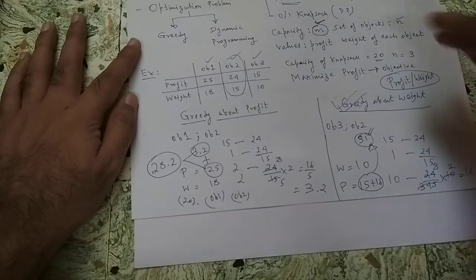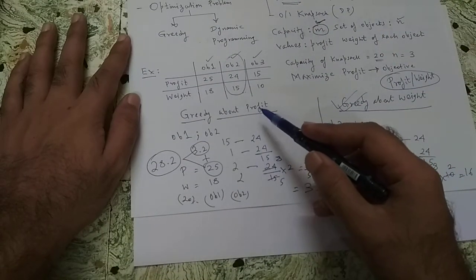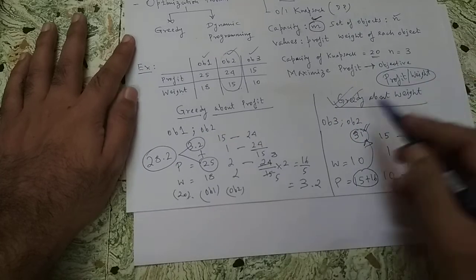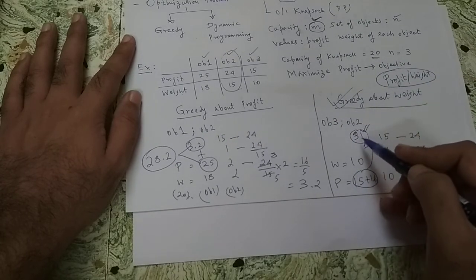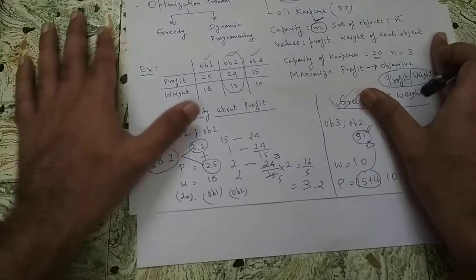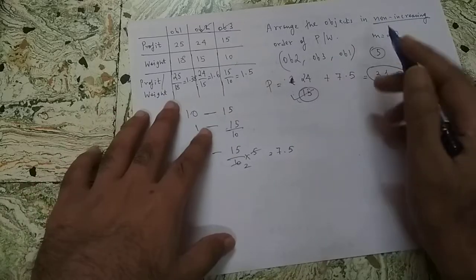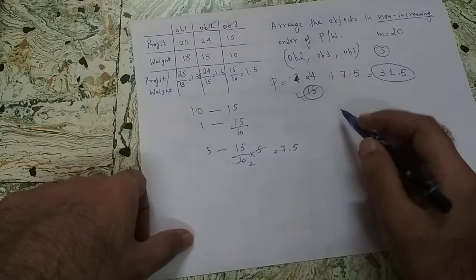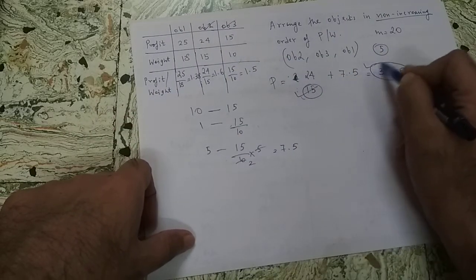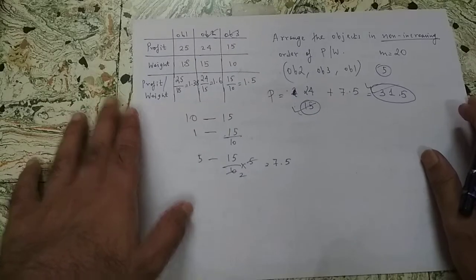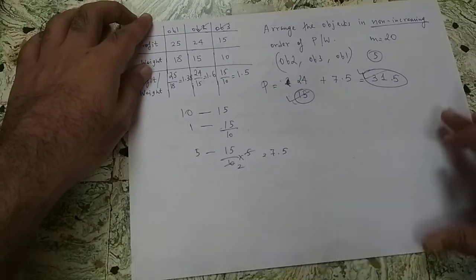So the maximum profit in this case, which we were denoting by capital P, comes out to be 31.5. Now if you compare this with our previous 2 approaches, when we were greedy about profit, the maximum profit came out to be 28.2. When we were greedy about weight, the maximum profit came out to be 31. But when we are greedy about profit per weight, then the maximum profit comes out to be 31.5, which is the highest.